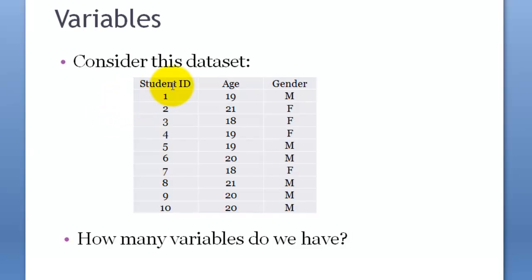For example, student ID is a variable, age is a variable, gender is a variable. Someone can be 19 years old, someone can be 21 years old, someone can be 18 years old. Someone can be male, someone can be female. Those values change. Those are variables.